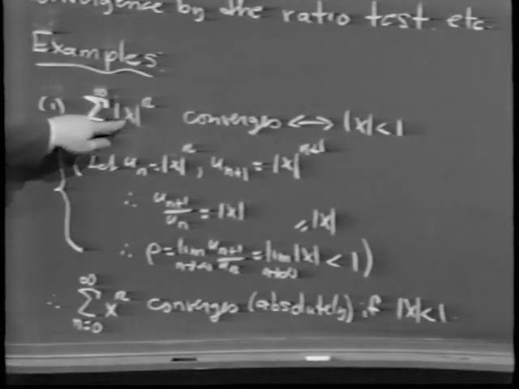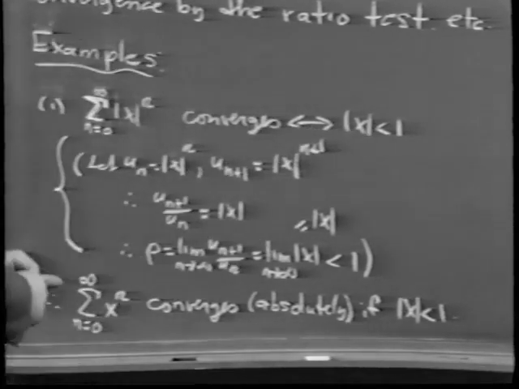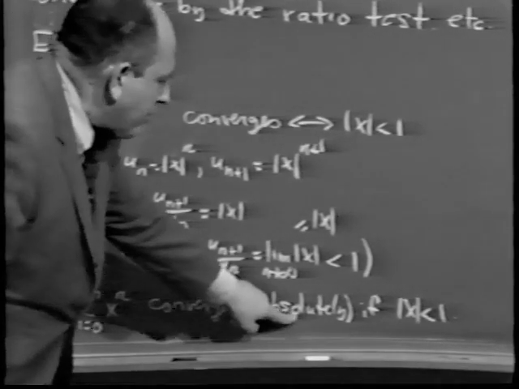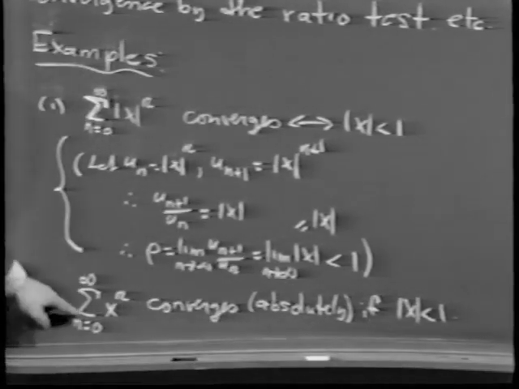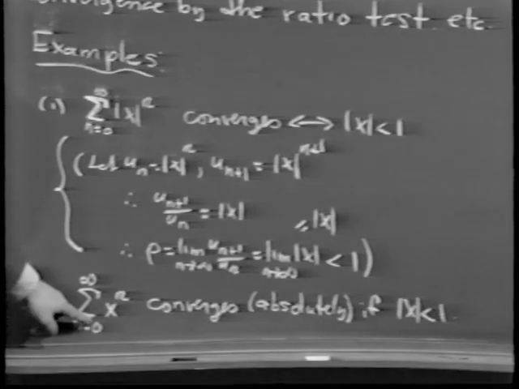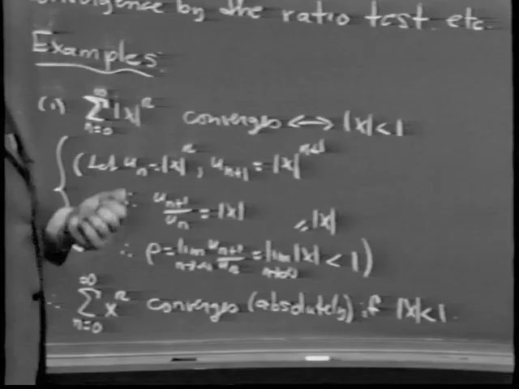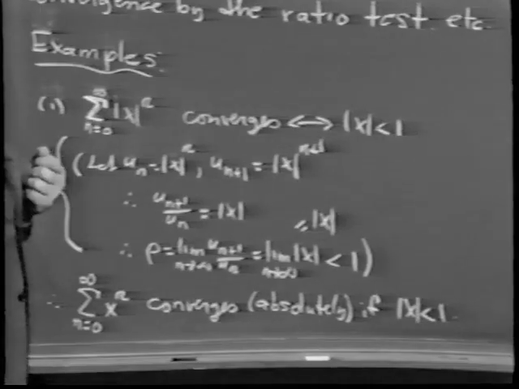The important point to observe is what? That this series converges if the absolute value of x is less than 1. Consequently, that means that the series without the absolute value sign converges, in fact, absolutely, if the absolute value of x is less than 1. In other words, for this particular series, 1 plus x plus x squared plus x cubed, etc., that will converge to a finite limit function if the absolute value of x is less than 1.